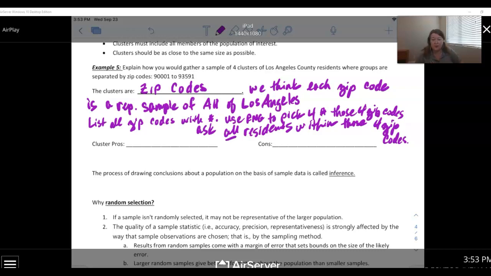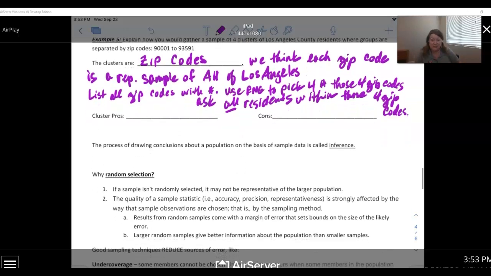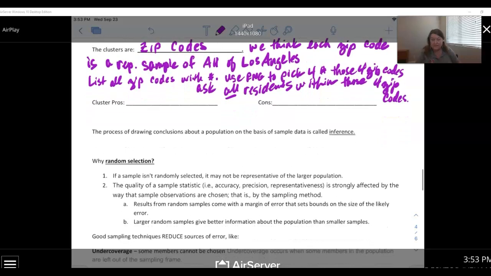Okay, so what's the pro of a cluster? Well, it's really about money. It's easier to do. So what do we say for the cluster? It reduces the cost. I don't have to go into every zip code. I just have to go into 4 of them. So it's a reduced cost. It's usually cheaper, because they're usually all within a cluster, so I just have to do them.